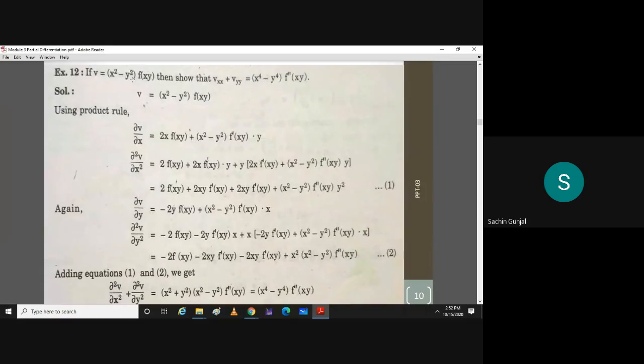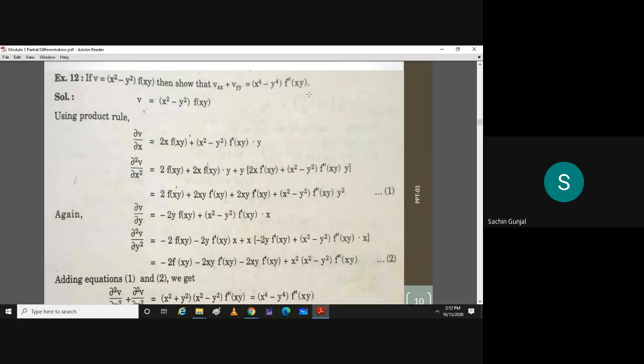So if v is a function (x² minus y²) into f of xy, where xy is in multiplication, then show that v_xx plus v_yy is equal to (x⁴ minus y⁴) into f double dash of xy. Okay, so let us do it quickly, or do you want to try? It's up to you. I can give you time, or I'll explain here.